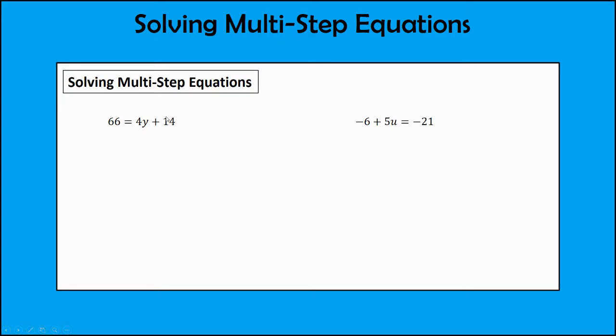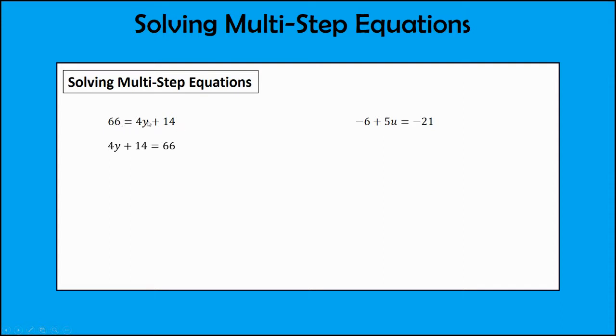Okay, so our first example here is a little two-step equation. 66 equals 4y plus 14. Our objective is to find the value of y that's going to make this true. Now, I always like to solve equations left to right. So what I did is use the symmetric property of equality to interchange the two sides. I moved the 4y plus 14 to the left and the 66 to the right. Okay, that's still a balanced equation.